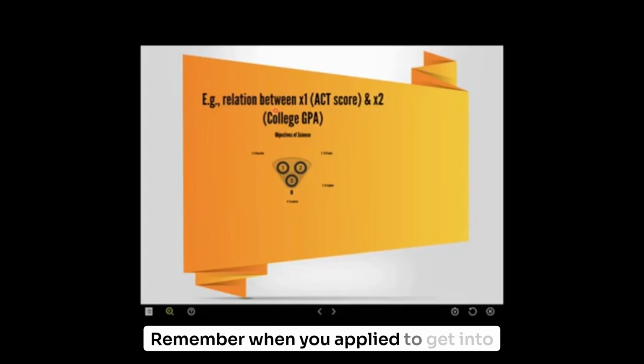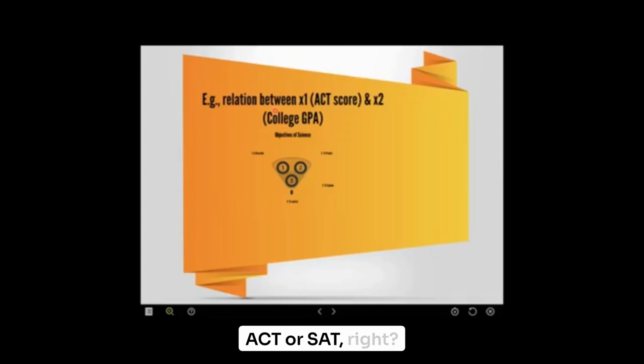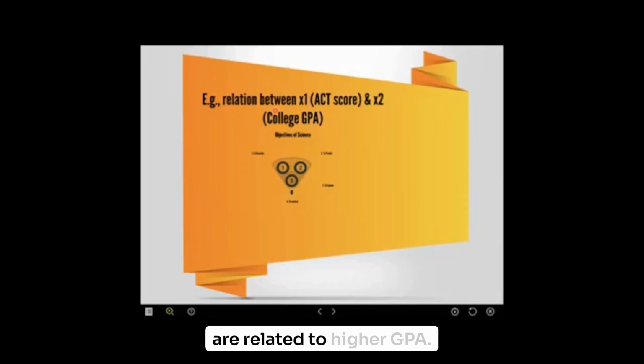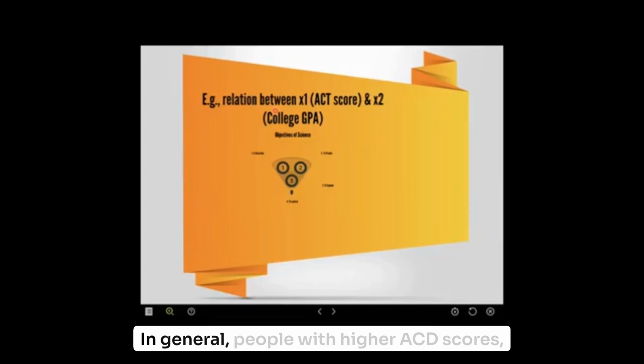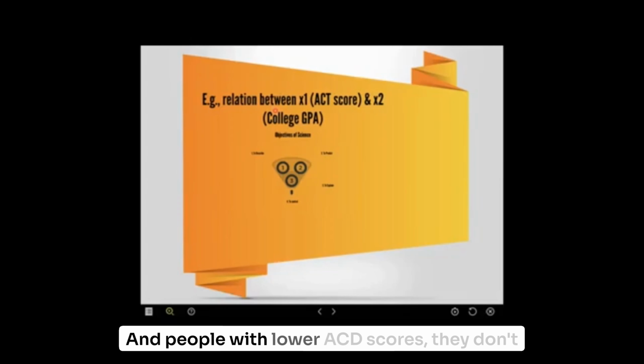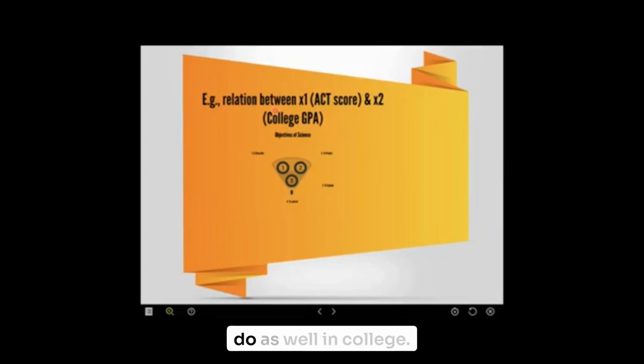Remember, when you apply to get into college, most universities require students to take either the ACT or SAT, right? The reason is that there is enough evidence, from the information collected so far, to suggest that higher ACT scores are related to higher GPA. In general, people with higher ACT scores do well in college, and people with lower ACT scores don't do as well in college.